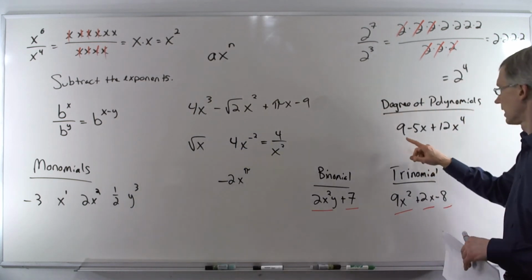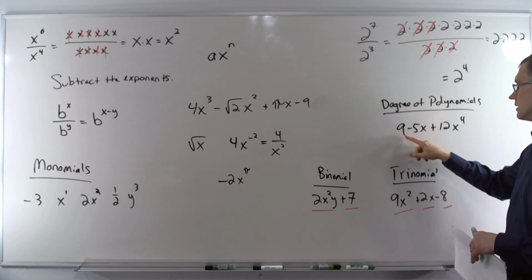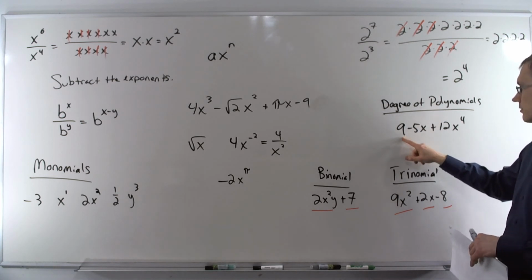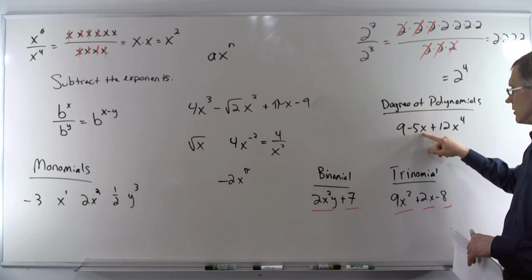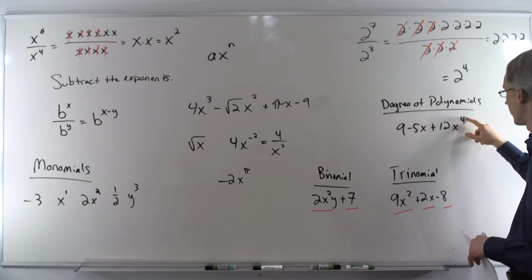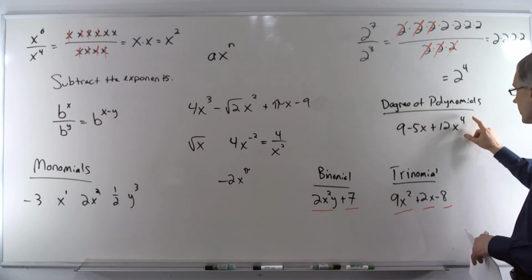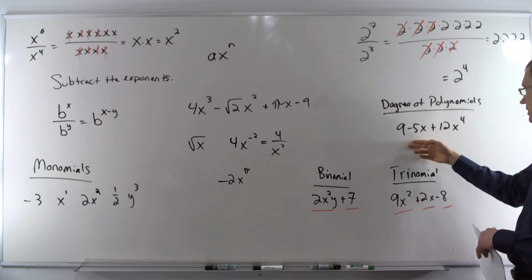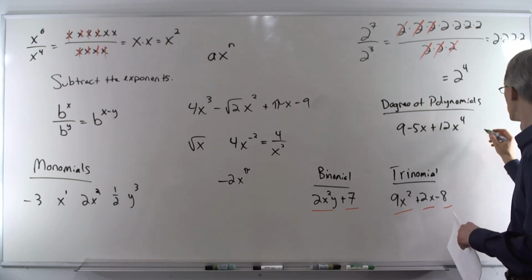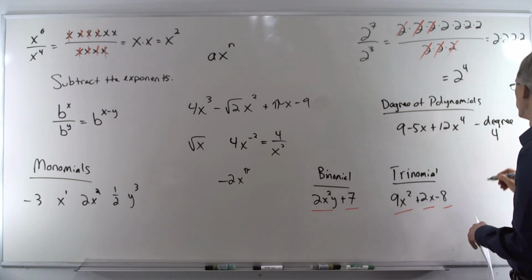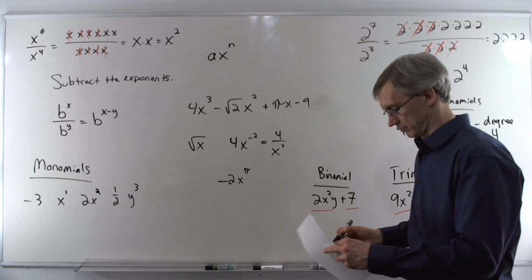So in this case, we've got a constant. Those are defined as being degree 0. So the 9 has degree 0. The negative 5x, that has degree 1. And over here we have 12x to the 4th power. So this monomial here, or this term, has degree 4. So we want the greatest degree amongst all the terms. So that is a degree 4 polynomial.